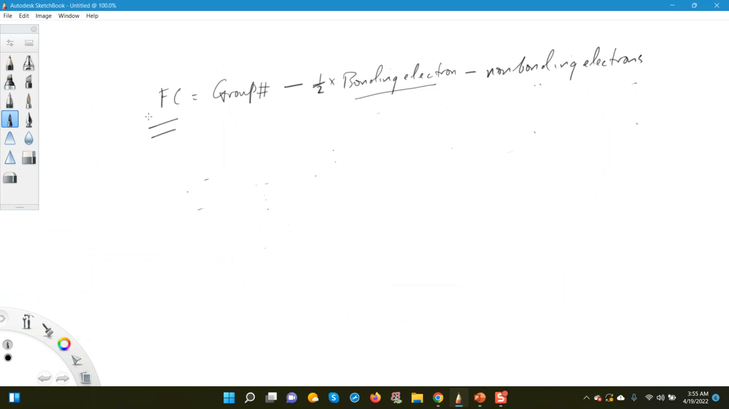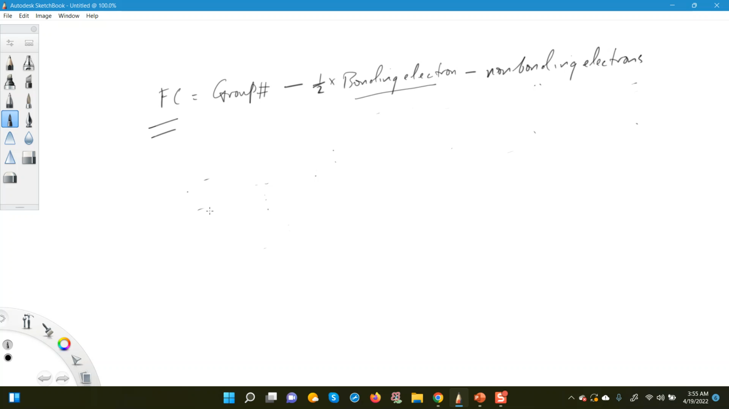Let me open this up. Okay, so this is the formula for calculating the formal charge of any atom. The formal charge of the atom is equal to the group number minus half the number of bonding electrons minus the number of non-bonding electrons for that particular atom.